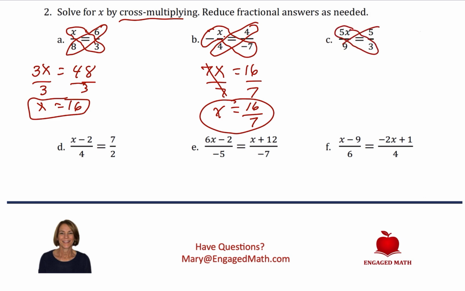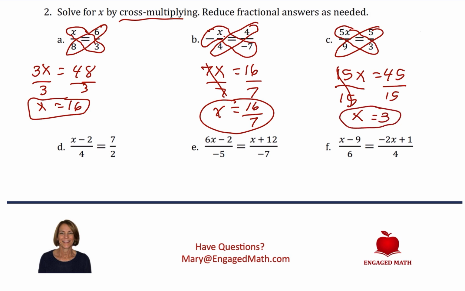So I'm going to do our wings again, and 5x times 3 gives us 15x, and then 9 times 5 gives us 45. Divide both sides by 15, and just like that, 15s cancel, and we quickly can solve these equations and get x equals 3 for this one.